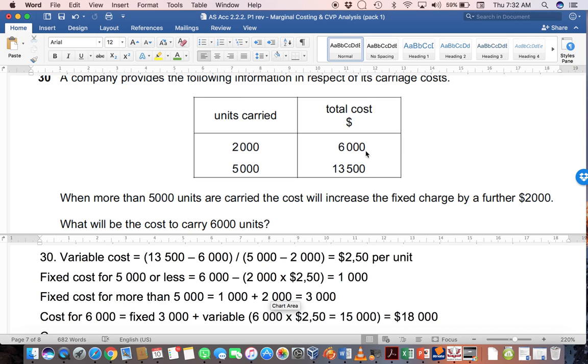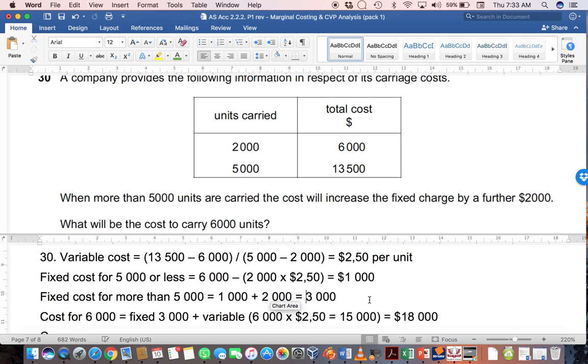We can then figure out what the fixed cost is for 5,000 or less by saying, and you can actually do this for either quantity. You can either do it for the 6,000 or the 13,500. I always like to use it for the smaller number. It just makes more sense. But whichever one you use, you will get the same answer. In this case, let's take the 6,000 units, the 2,000 units at 6,000 cost, minus the variable cost that is associated with producing 2,000 units at $2.50 each, and you can then work out that in this case, it's going to be $1,000. That is the fixed cost for 5,000 units or less.